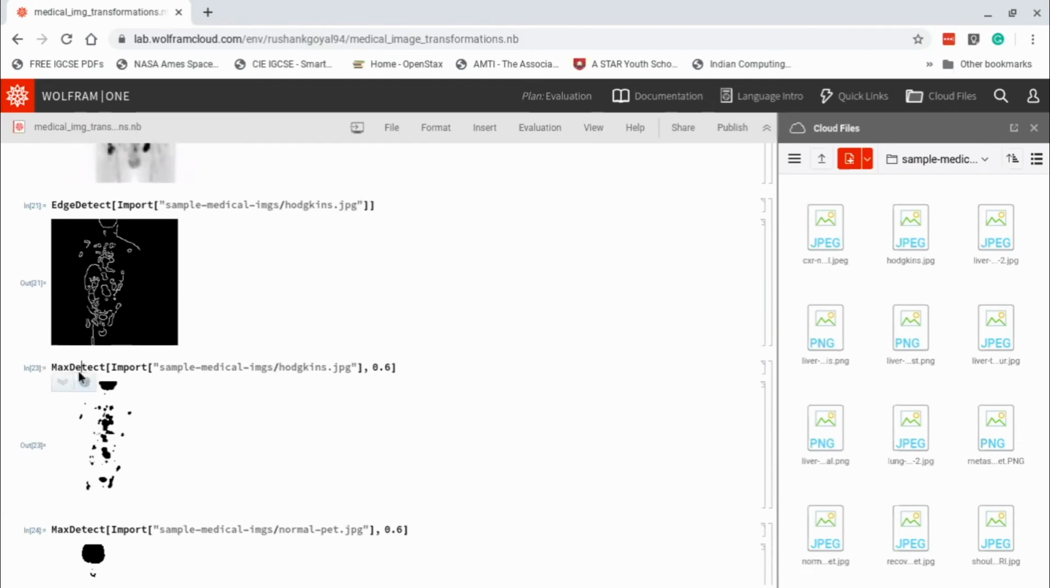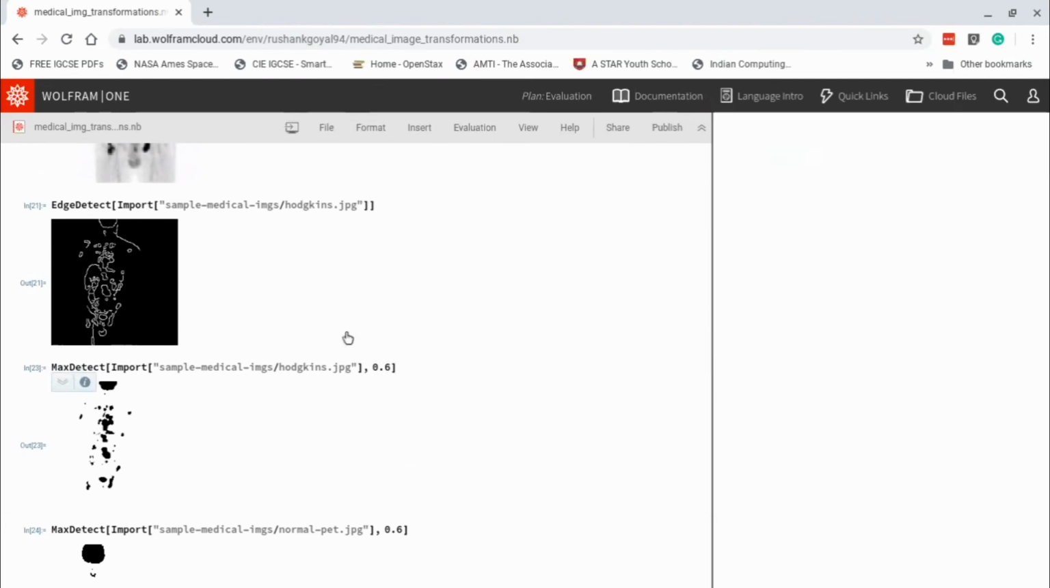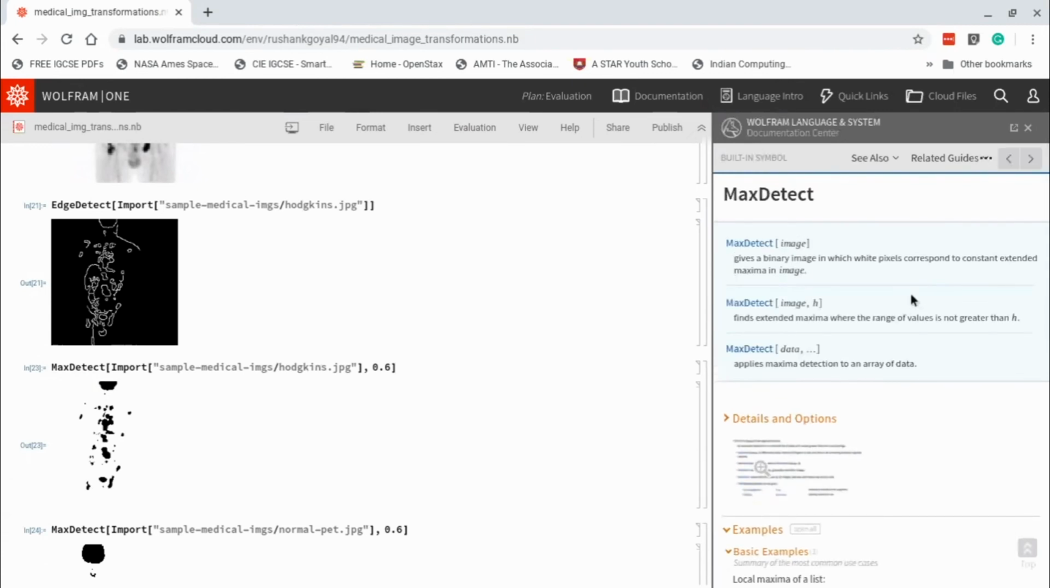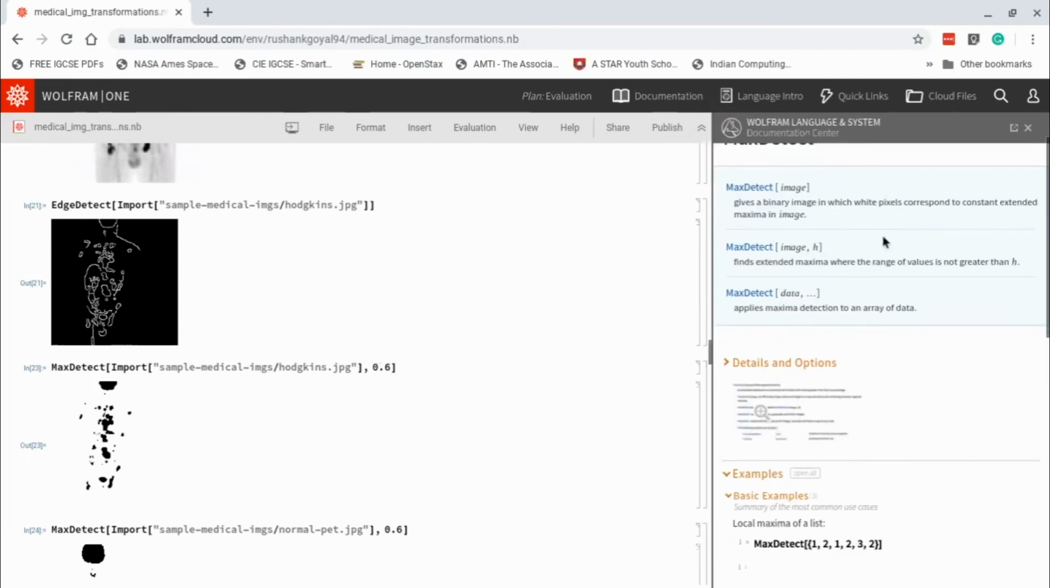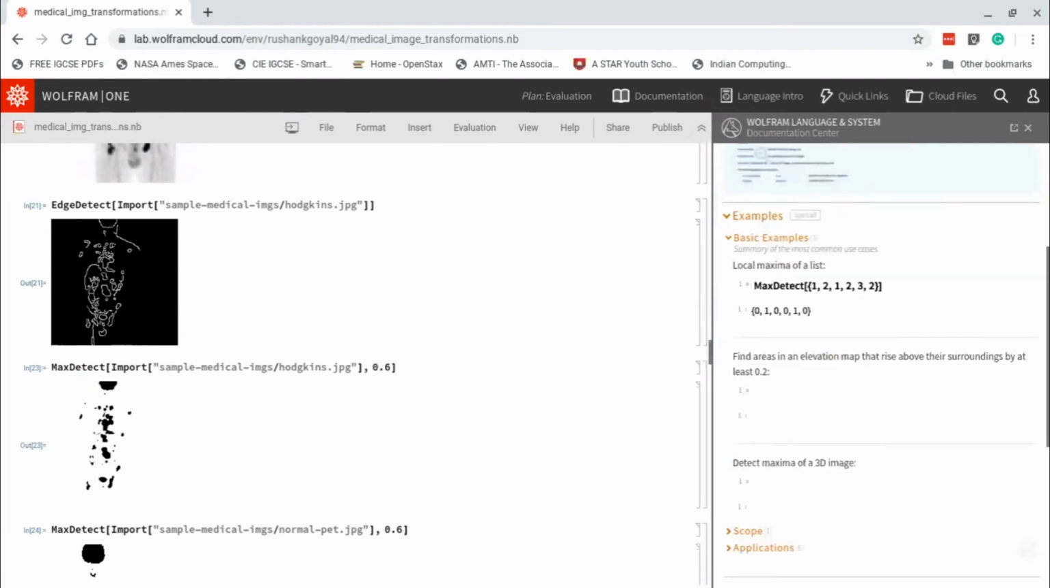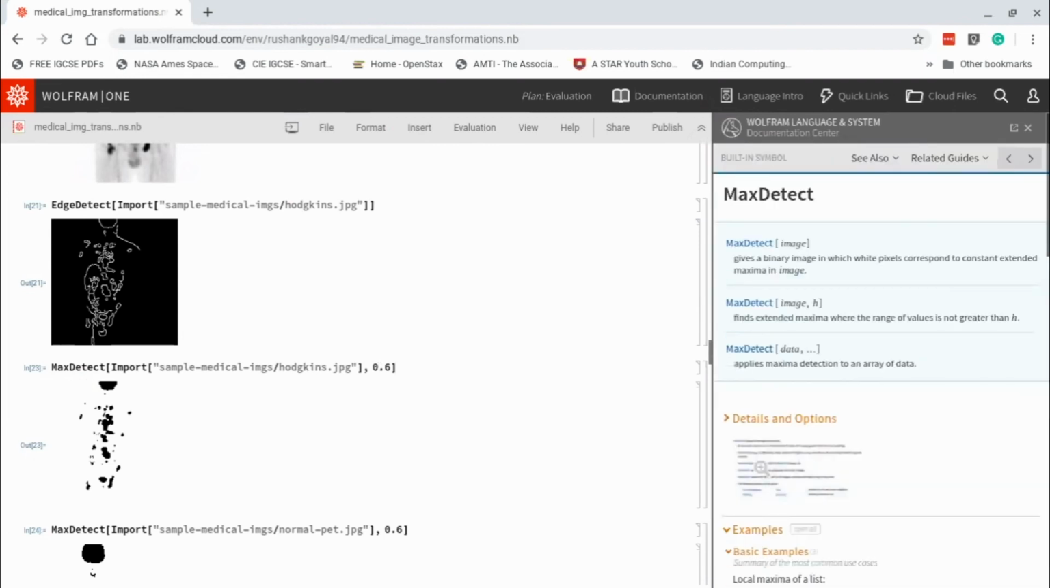Yeah, but like the thresholds. So the max detect takes a radius, right? That does threshold. Yeah, that is a threshold. So you can just apply max detect to an image without providing this, although then it basically tries to find a value that it thinks will fit. Okay, here basically h is where the range of values is not greater than h.